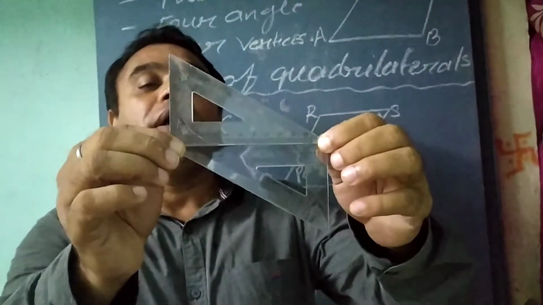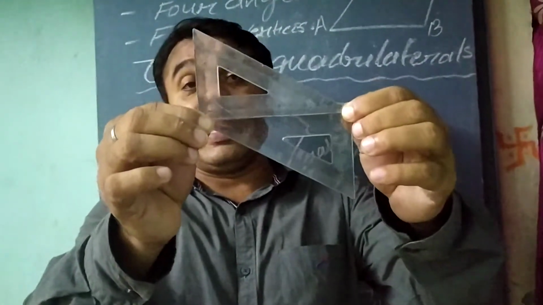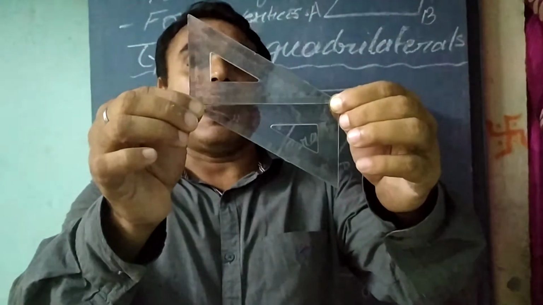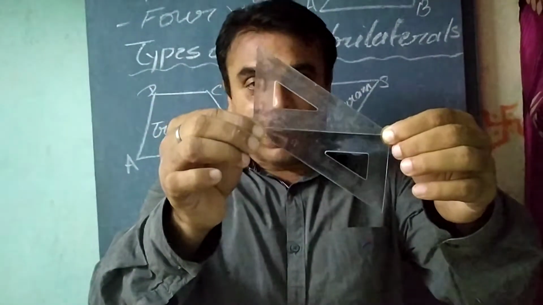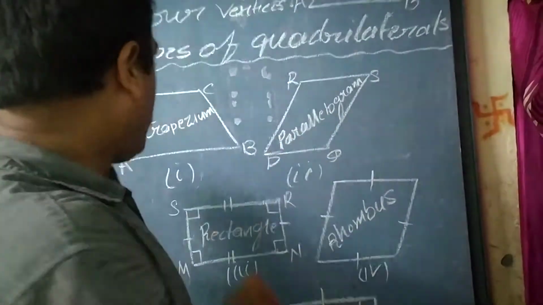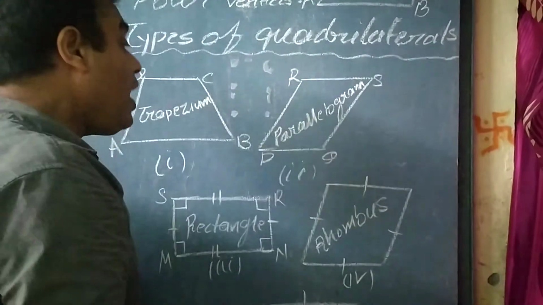So a parallelogram is a figure in which the two pairs of opposite sides are parallel and they are also equal. So a parallelogram can be a trapezium, but a trapezium cannot be a parallelogram.